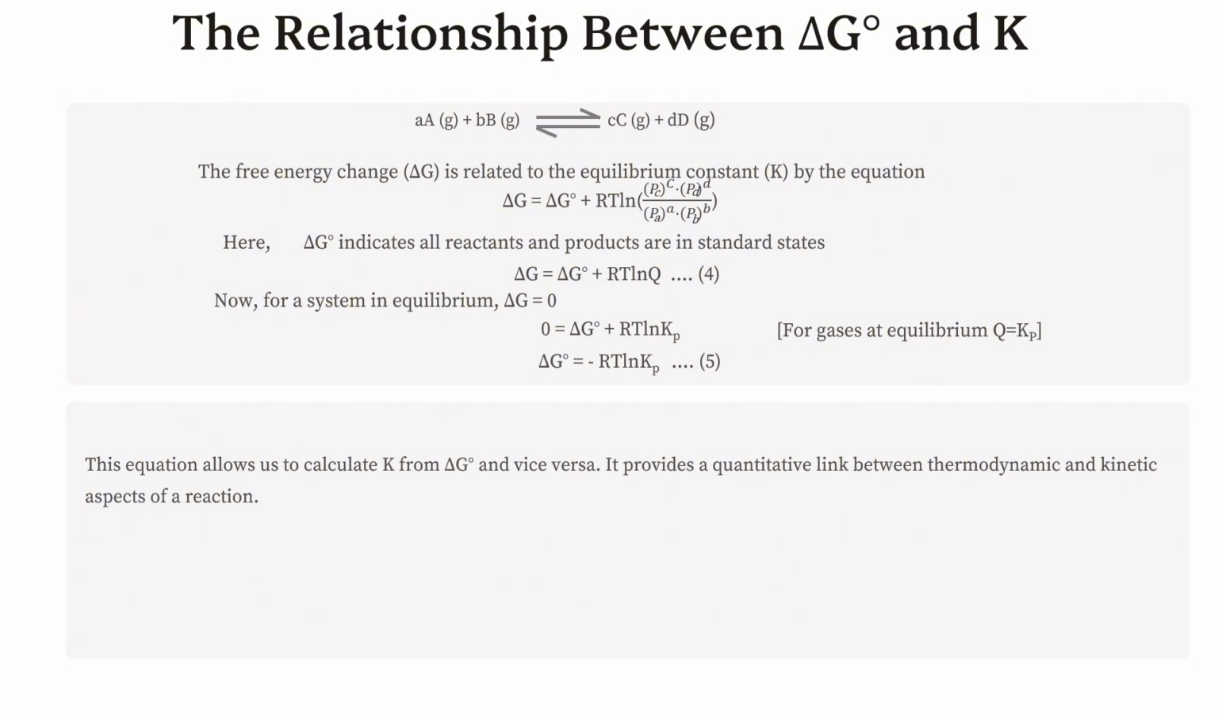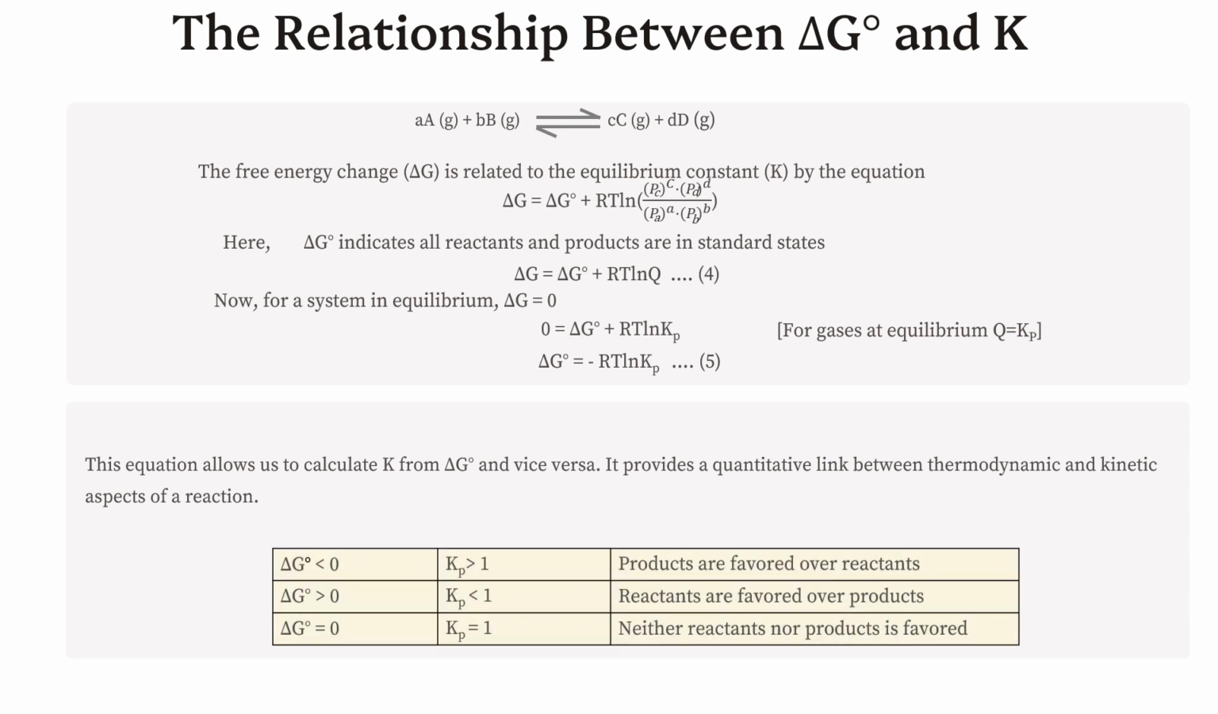This equation allows us to calculate K from del G and vice versa. It provides a quantitative link between thermodynamic and kinetic aspects of a reaction. Now, in this chart, we can see that if del G is less than 0, the Kp would be greater than 1, suggesting that products are favored. Otherwise, reactants would be favored, and for the case where del G equals 0, it will be an equilibrium state and neither will be favored.